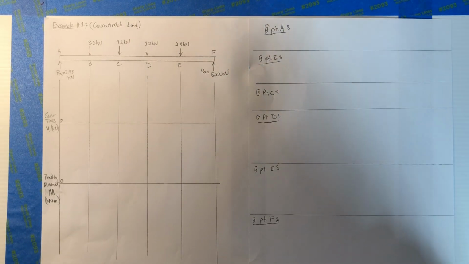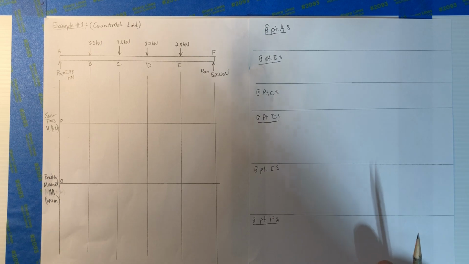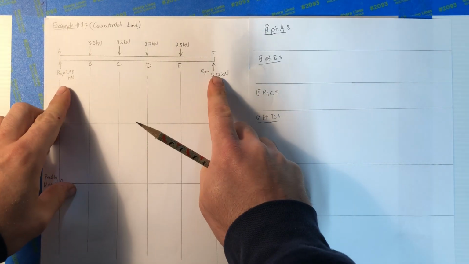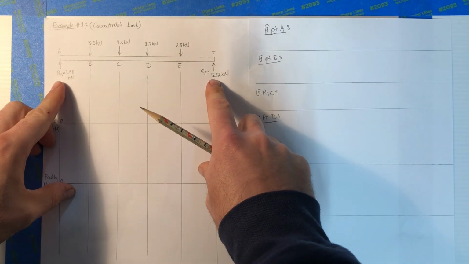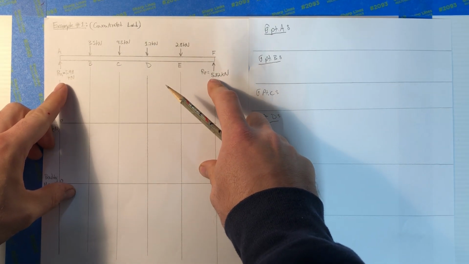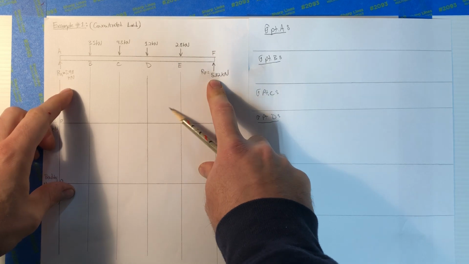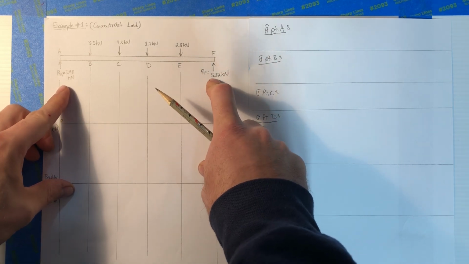Okay, guys, here's the first example we're going to do. It's just a beam with a concentrated load, simply supported on either end. Through some of the forces and some of the moments, these reactions are calculated. On an exam or on your homework, you're going to be expected to be able to calculate what those reactions are.